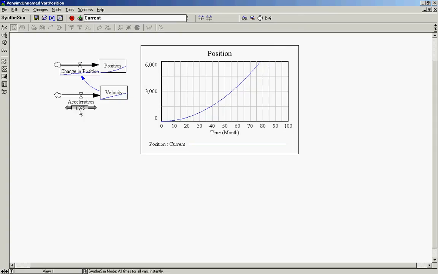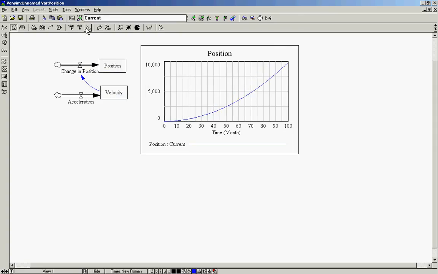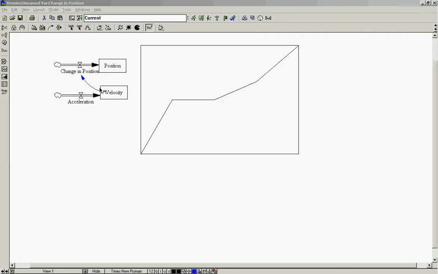So to be clear what's going on here, here we have two stocks, position and velocity. Change in position is actually just another name for velocity. In fact, the definition of it is precisely the same as velocity. So what we're saying is that the derivative of position, as given by the name change in position, is velocity, and the derivative of that is the acceleration.